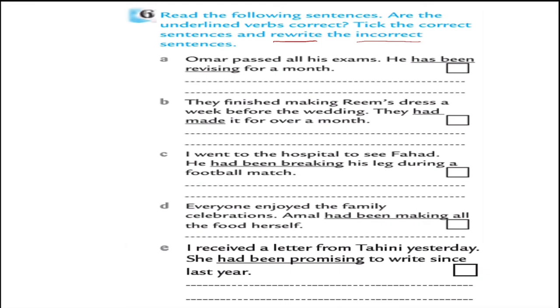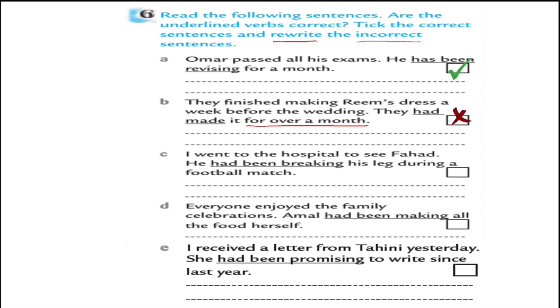Here we have something that started in the past up until a short time ago, in the present or now. So we can say that this one is correct. No problem with that. The next one says, B, they finished making Reem's dress a week before the wedding. So they had made it for over a month. Now, remember when we talked about that tense, we said when we have a time period like for over a month, we need to say that the action took some time or continued, as we have here in the past. So we need to change that verb, had made, into the past perfect continuous this time.